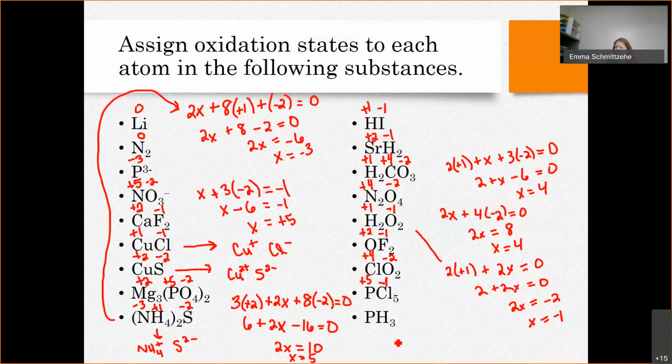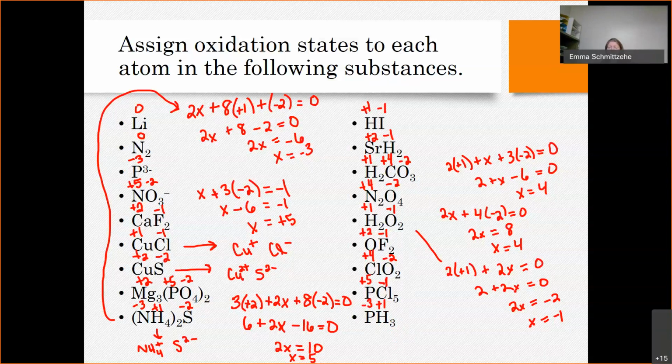Next one, we've got PH3. So I have hydrogen with a non-metal. So hydrogen should be +1 with a non-metal. So if I have 3 of those, then I have +3 total. I need a -3 from my phosphorus. Okay. Okay, guys, so that was a lot.